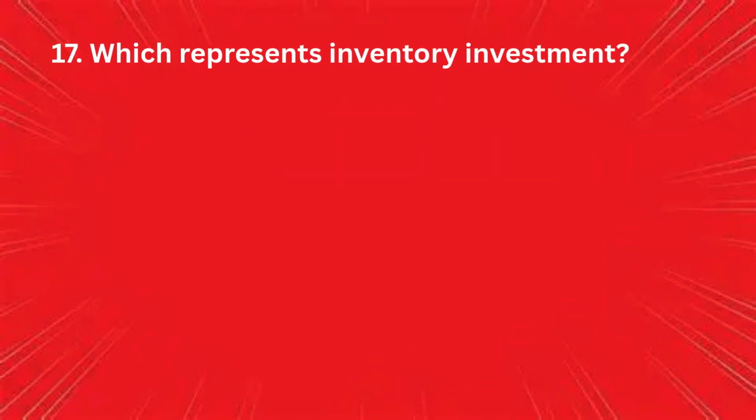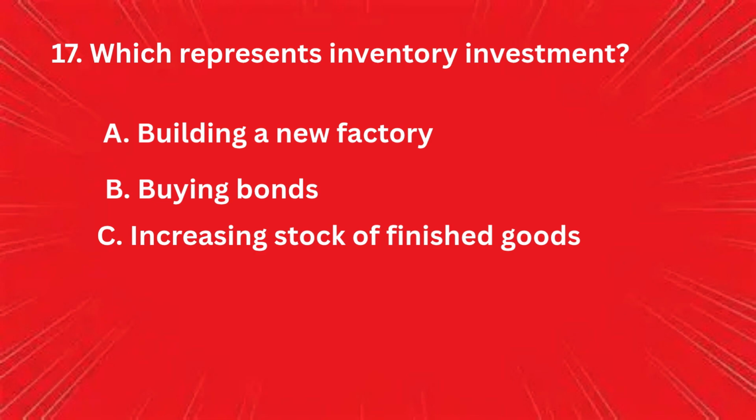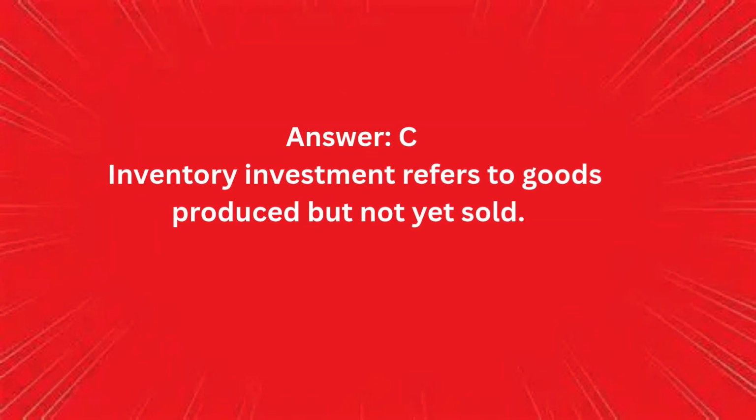17. Which represents inventory investment? A. Building a new factory. B. Buying bonds. C. Increasing stock of finished goods. D. Hiring workers. Answer, C. Inventory investment refers to goods produced but not yet sold.